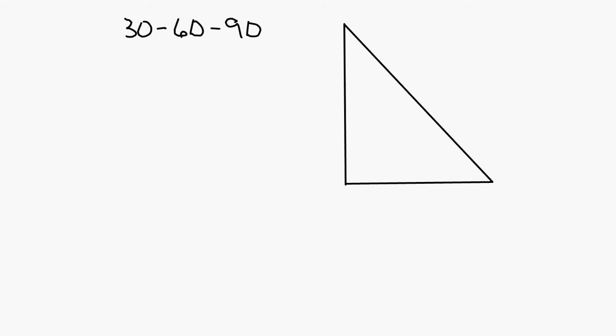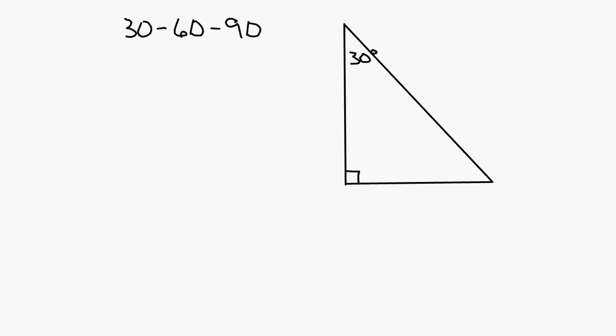A 30, 60, 90 right triangle obviously has a 30, 60, and 90 degree angle. So if you're given a picture of a right triangle and one of the angles is labeled 30 degrees, the other angle has to be 60, doesn't it? Because the three of them have to sum to 180.